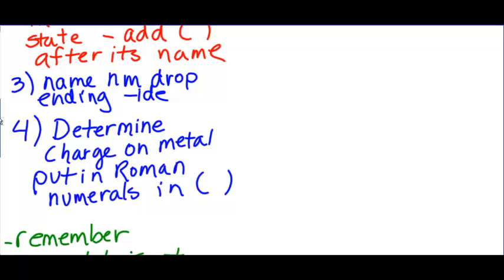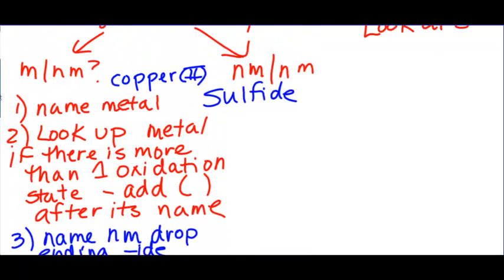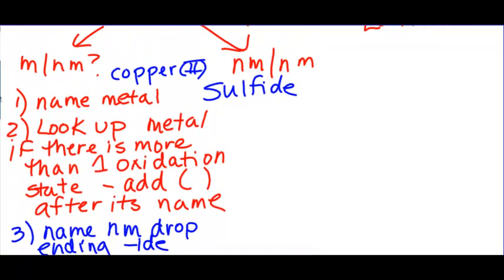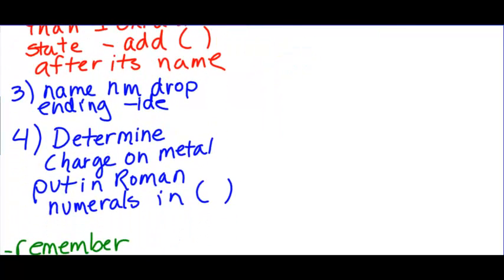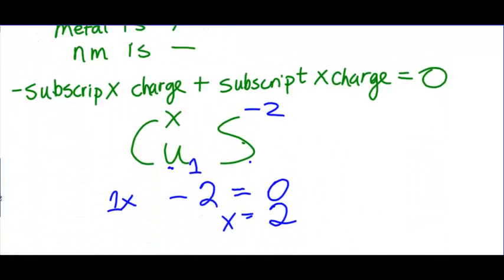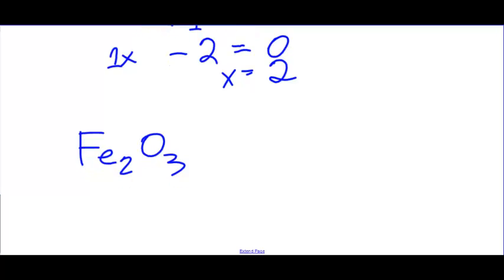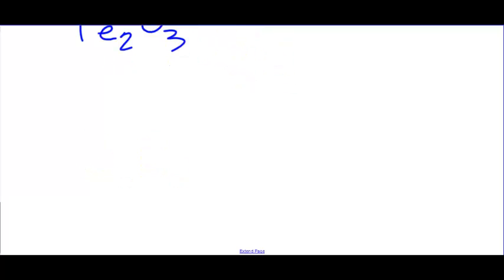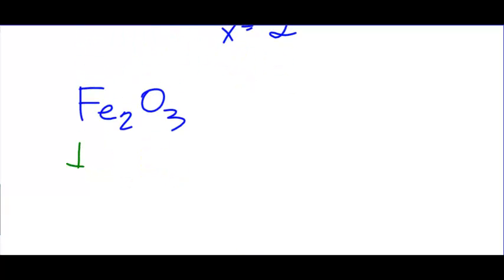See, we name our metal. We look up our metal. It has more than one charge, so we put parentheses after its name. You have to follow these steps. You can't make up your own rules. Then we name the non-metal, drop the ending, and add -ide, and determine what the heck we're putting inside those parentheses. Okay? So we named this metal, which I agree, is iron. Okay, this metal over here, that's iron.